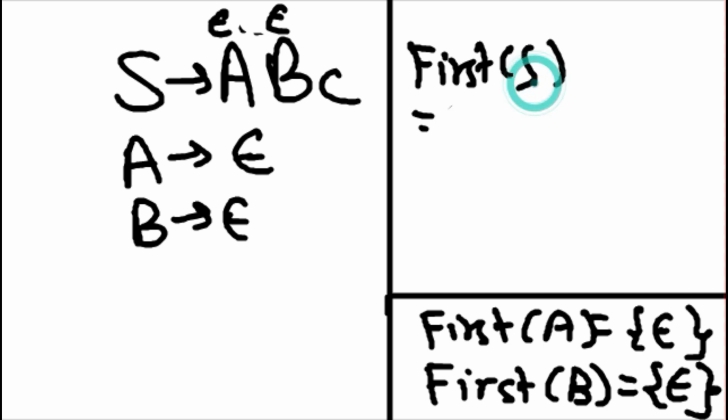Therefore first of S is not first of A, not first of B, but first of S is C, the last option, because this was an epsilon, this was an epsilon, and you can just include the terminal symbols as they are. So you just include C as it is, and that is the first of S.